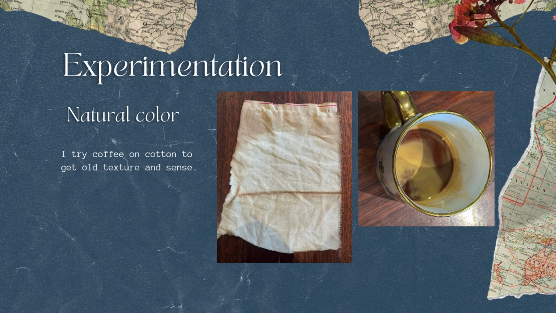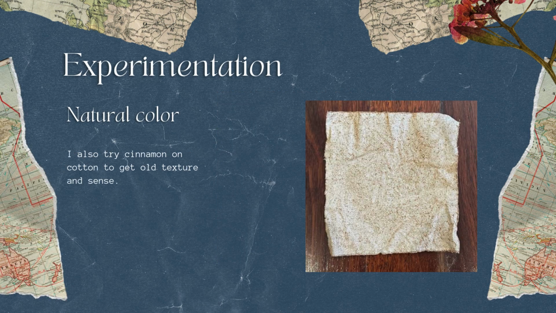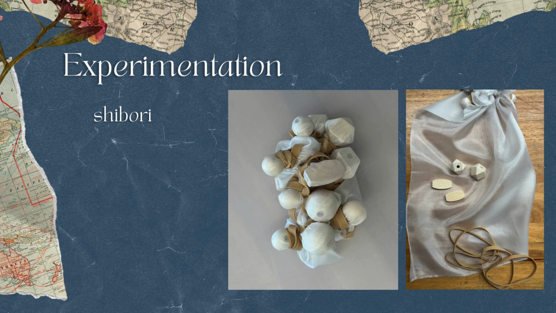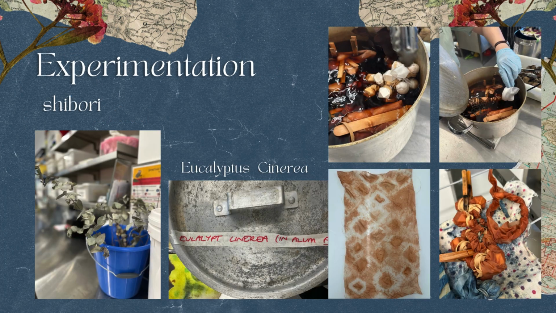For coloring, I used natural dye on cotton such as coffee and cinnamon to create an aged texture, and barberry to achieve a red tone symbolizing the sacred connection to the land and ancestral ties in Indigenous Australian history. Additionally, I used shibori techniques to create various patterns on cotton with plants, which are Eucalyptus cinerea leaves.